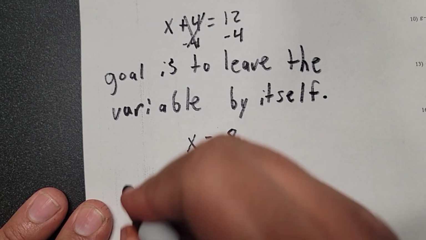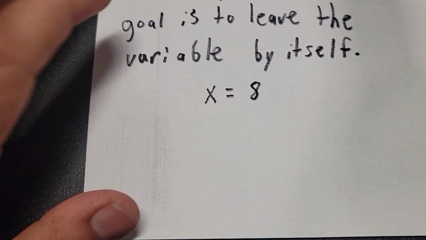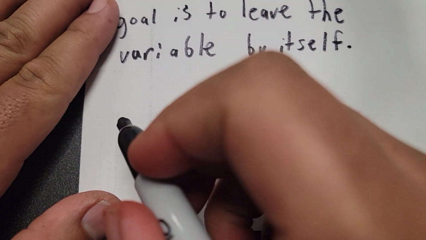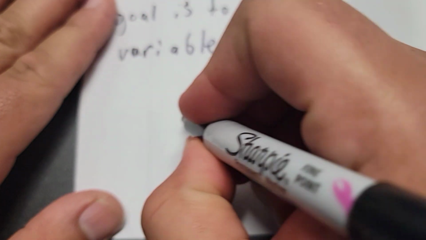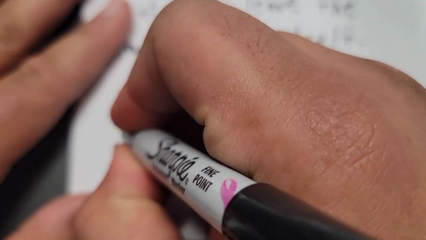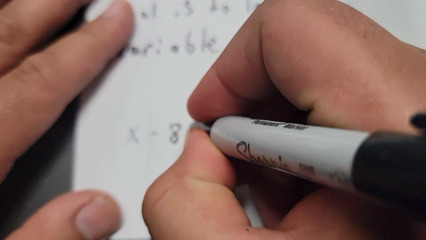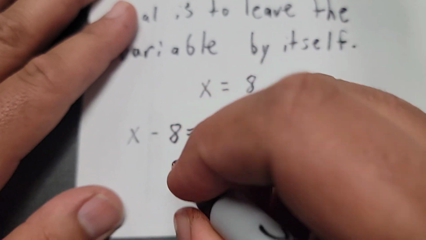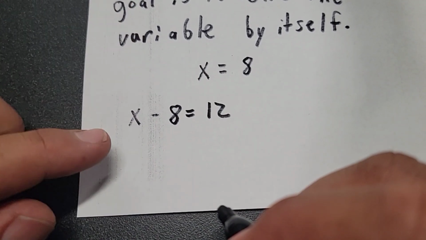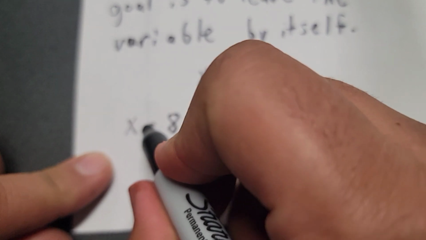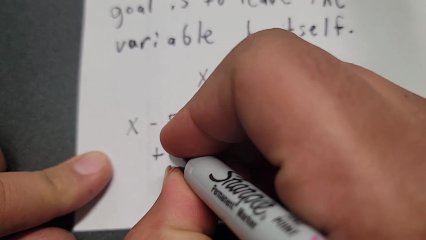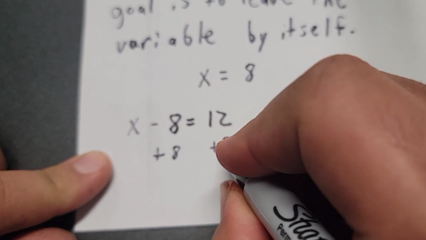So there is another way to look at it. Let's do x minus 8 equals 12. This time, if we see a minus, the opposite is to do a plus. So we want to put plus 8 on both sides.